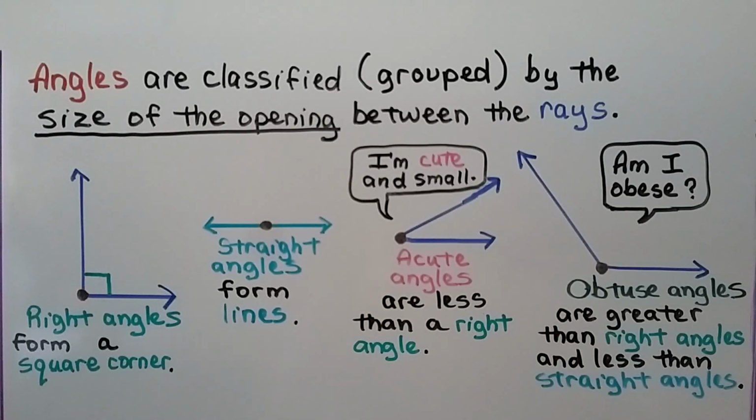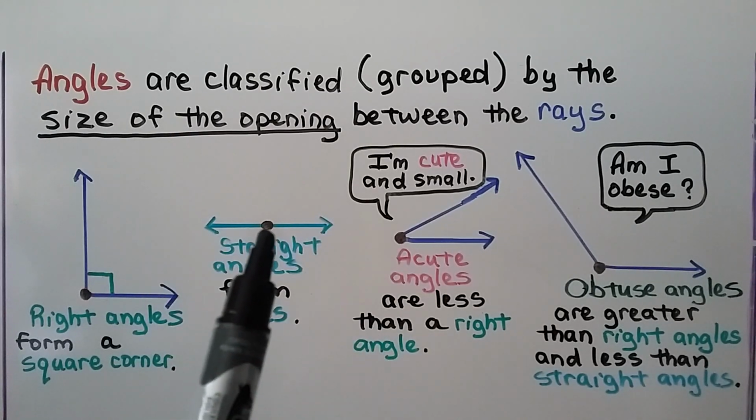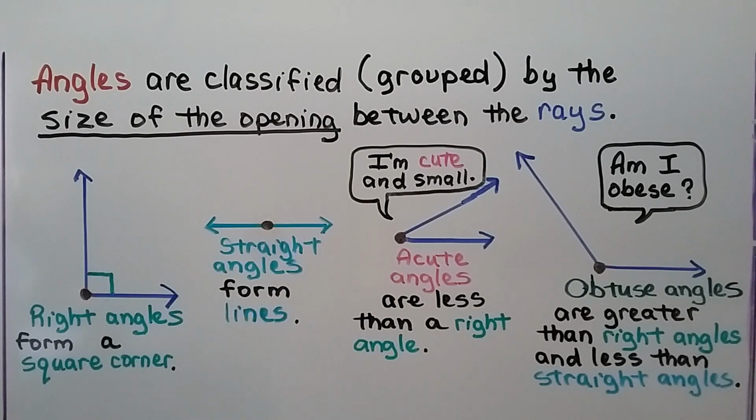Angles are classified, that means they're grouped, by the size of their opening between the rays. This is a right angle. We know because there's a little box here that tells us it's a right angle. And right angles form a square corner. Straight angles form lines. Look, the vertex is right in the center. That's a straight angle.